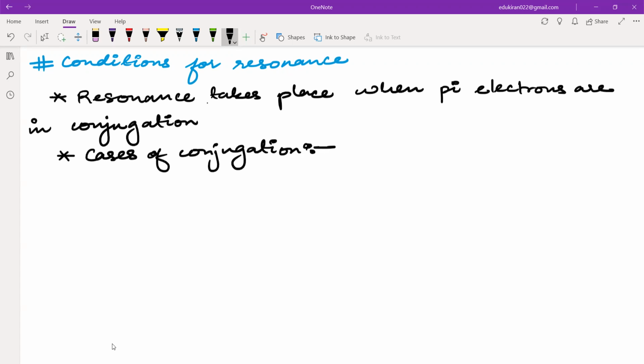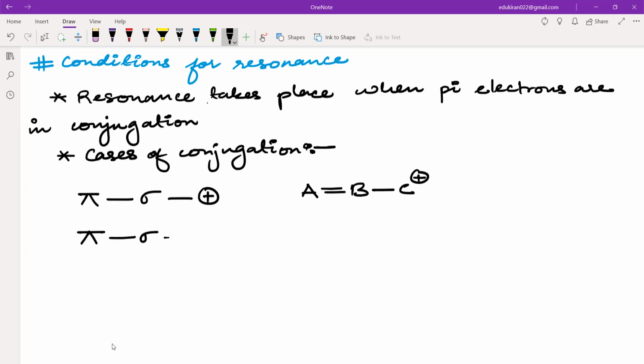I will write both types of cases. For example, there will be a pi bond followed by a sigma bond, and there will be a positive charge there. You can write this as A double bond B, A sigma bond C, and C has a positive charge. If you see this type of building block, then obviously you have to recognize that there is a resonance here. Then there can be a pi bond followed by a sigma bond, then followed by a lone pair of electrons. You can show this as A double bond B, single bond C, and C has a lone pair.